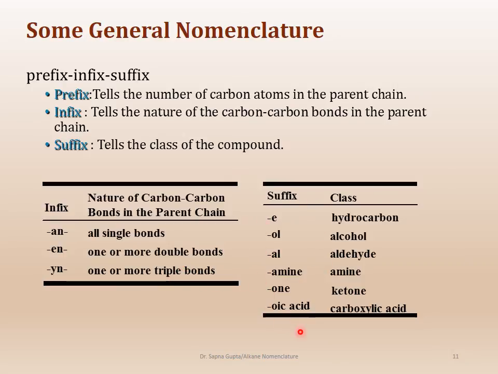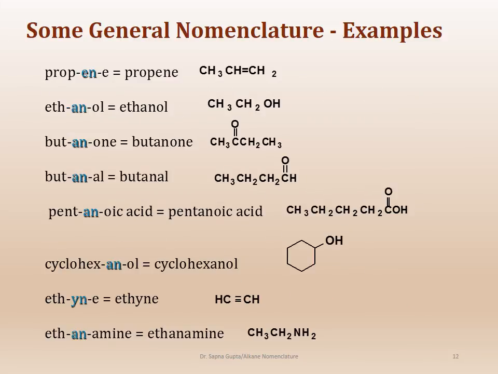The suffix will tell you what kind of a class of compounds you're talking about. So methane, since it's ending in E, it's a hydrocarbon. Methanol would be an alcohol. Methanal would be an aldehyde, and then amine, ketone, and so on and so forth. Okay, so if you keep it systematic, it's not really very hard to do. Okay, that's organic nomenclature, very systematic.